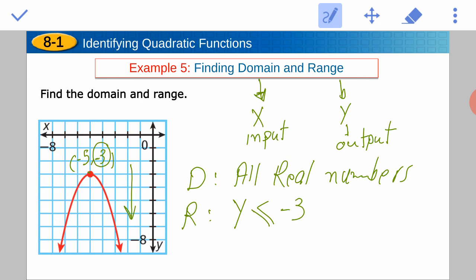Of course, the situation is going to be different if this parabola opens upward. You're gonna replace this inequality symbol, and instead of less than, it's gonna be greater than or equal to the same minimum value.